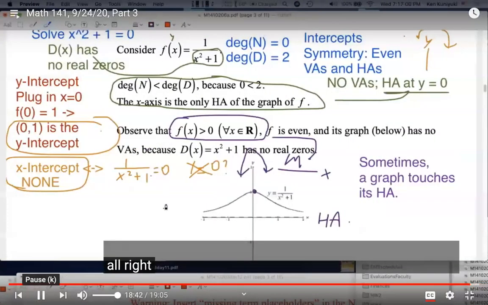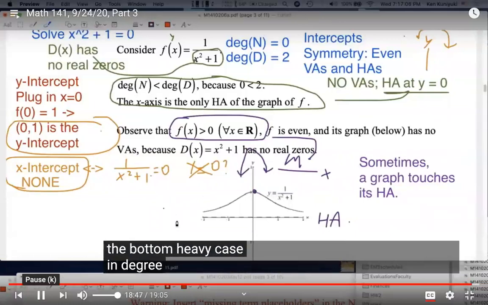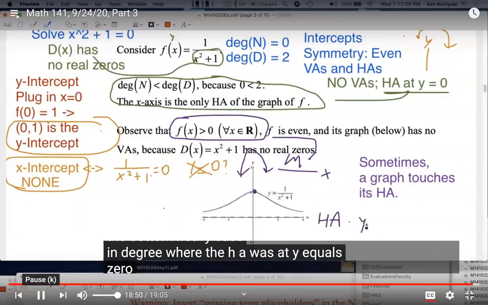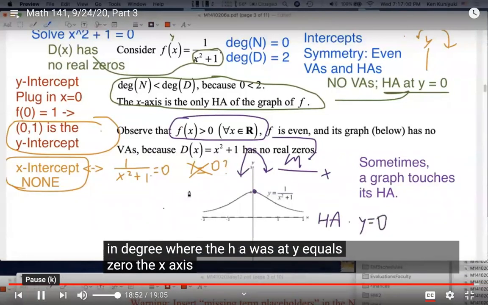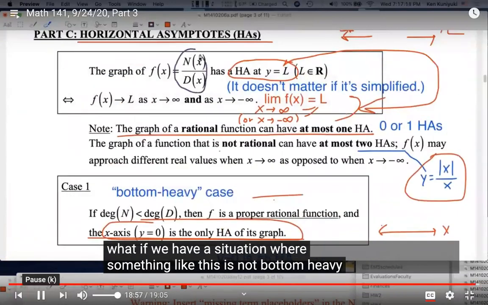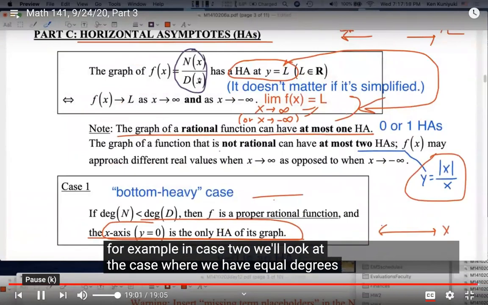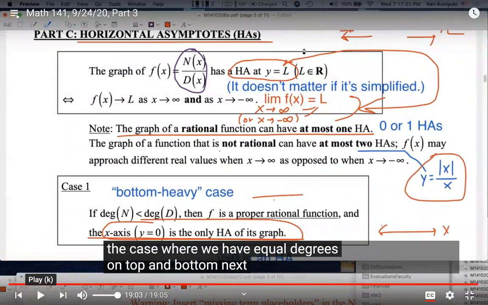All right. So this was another example of the bottom heavy case in degree, where the HA was at y equals 0, the x-axis. What if we have a situation where something like this is not bottom heavy? For example, in case 2, we'll look at the case where we have equal degrees on top and bottom next time. Wow, a lot of information there and a lot of review. Any questions? All right, let's take a look at the other cases.